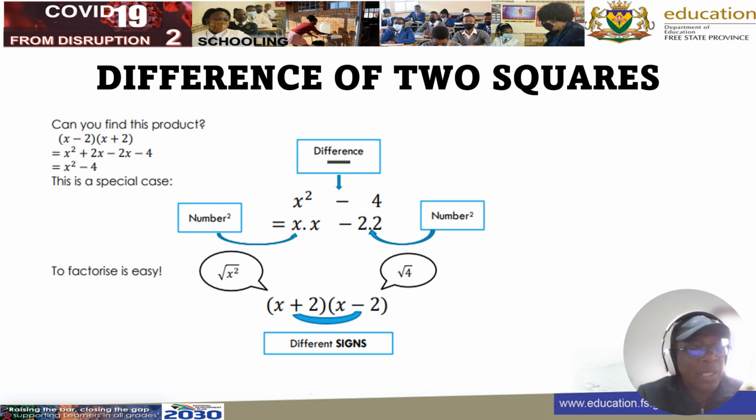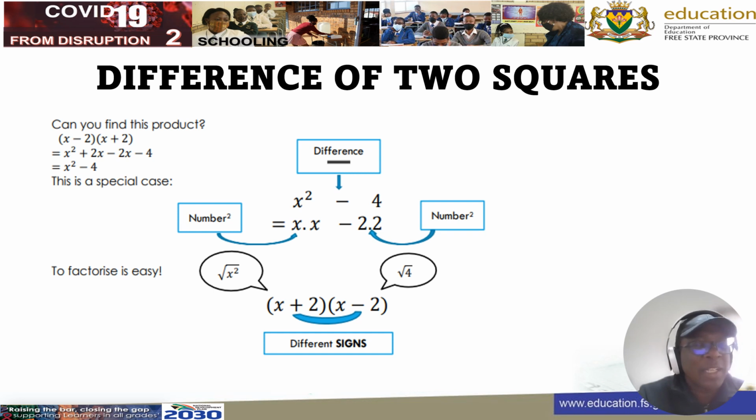Can you find the product of x minus 2 into x plus 2? When we multiply the first terms, it is x squared, and coming to the inner terms, minus 2 multiplied by x is minus 2x, and then x multiplied by 2 is plus 2x. When you look at that, minus 2x plus 2x cancel out, and we get the product as x squared minus 4.